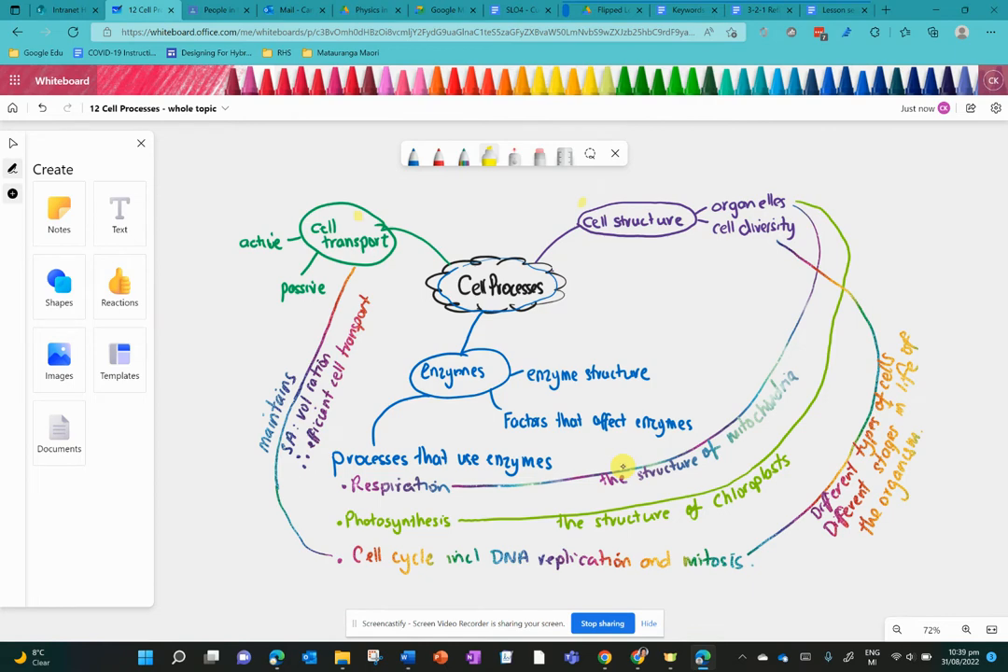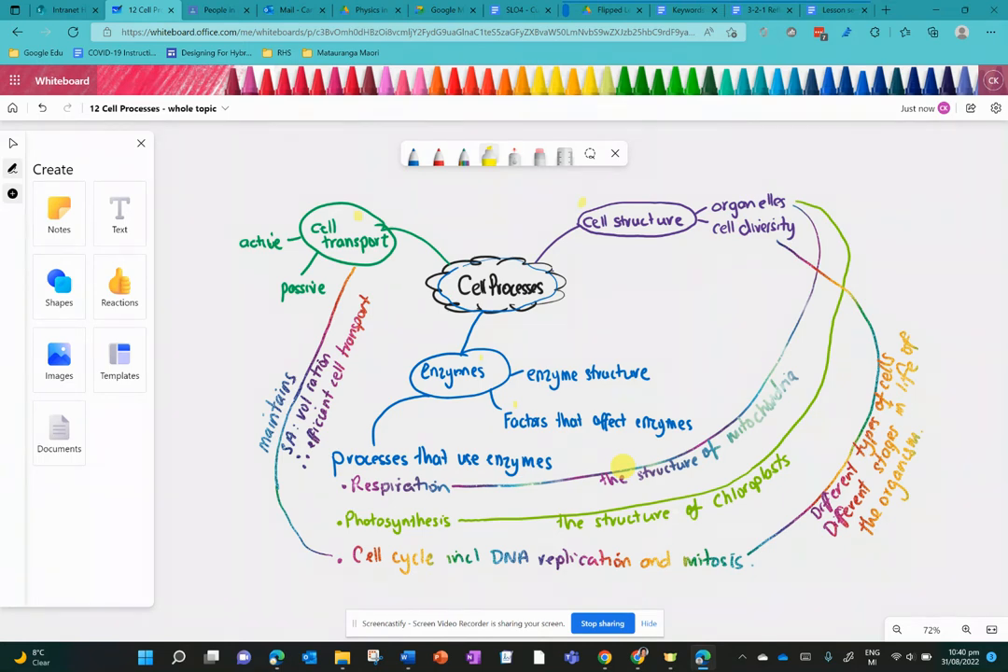And then we looked at enzymes. We looked at the structure of enzymes and how the active site is really important, because the structure of the active site is uniquely shaped to fit the substrate that the enzyme works on. And we looked at the factors that affect enzymes, such as the concentration of the enzyme, the concentration of the substrate, the temperature that the enzyme is functioning at, and the pH, the optimal pH of the environment that the enzyme is functioning in.